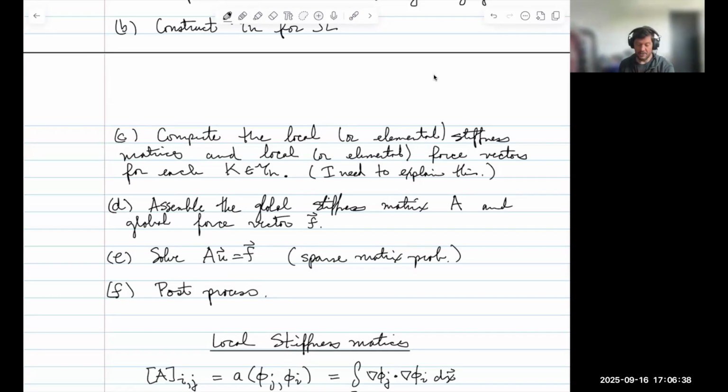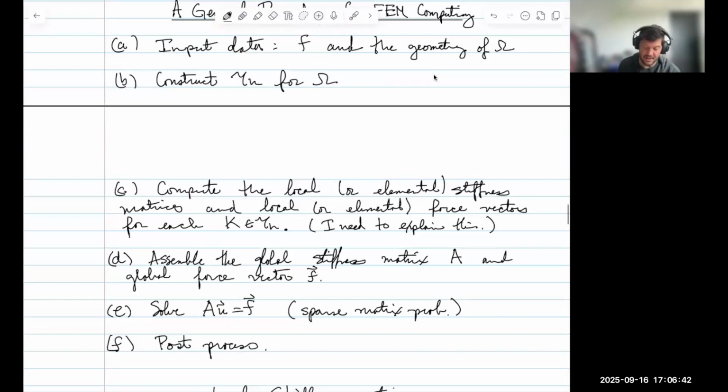So I really want to help you understand a lot of these steps. We're not really going to talk about mesh construction in this class. That's a complicated course all on its own. However, we are going to talk about how we assemble the stiffness matrix from the local stiffness matrix and how we assemble the global force vector from the local force vectors. We're going to talk a lot about that.